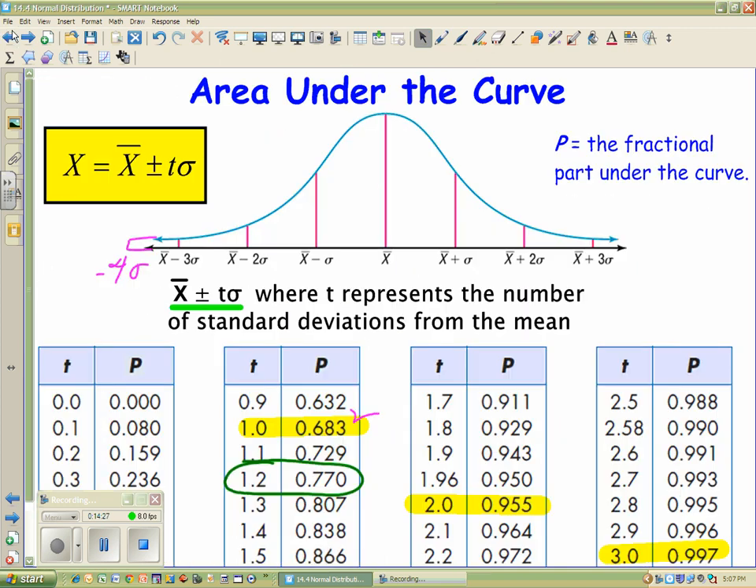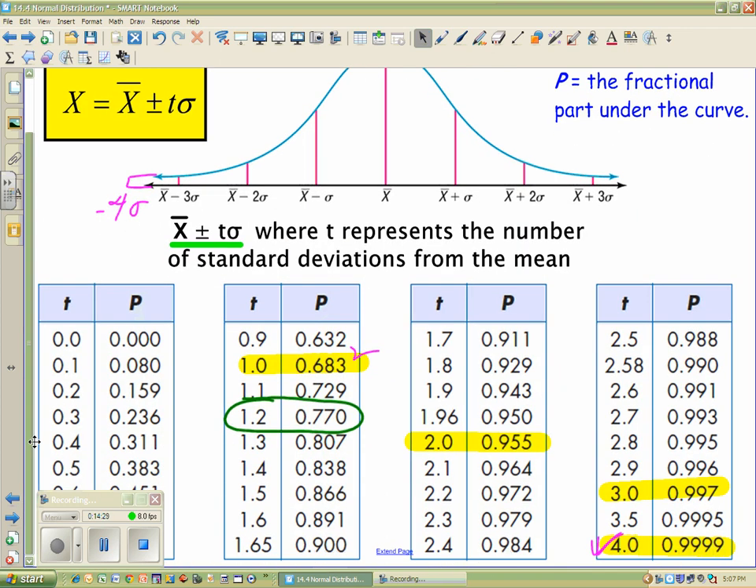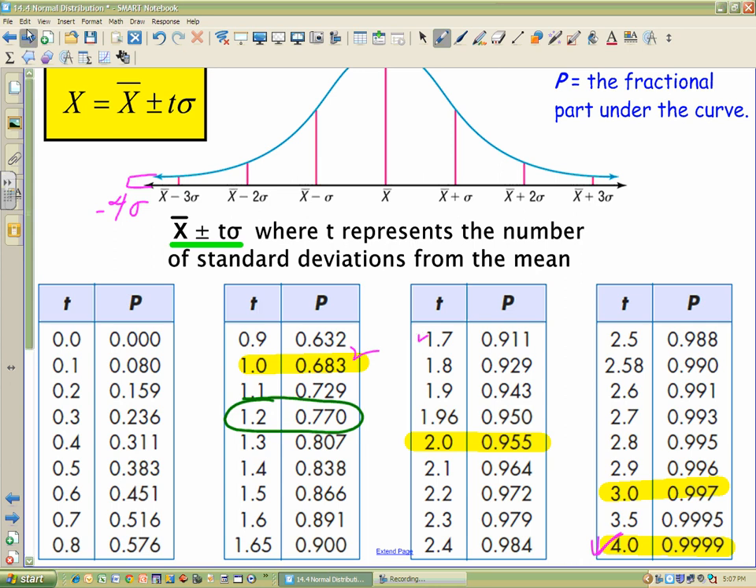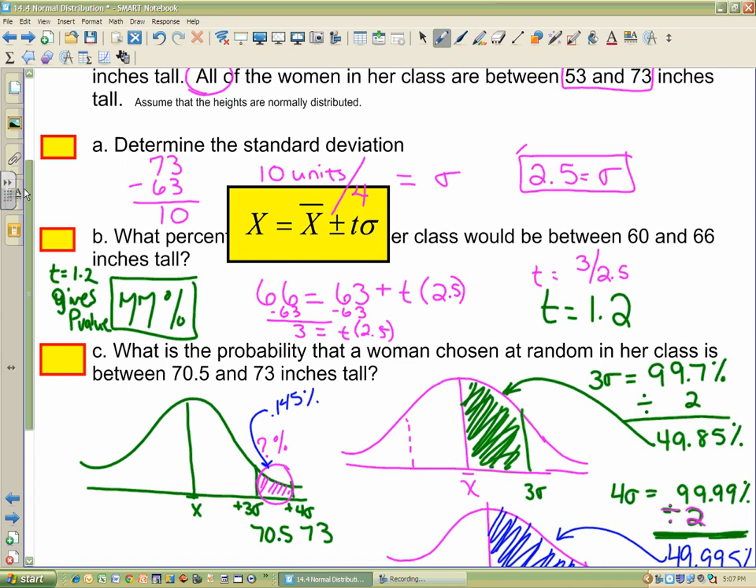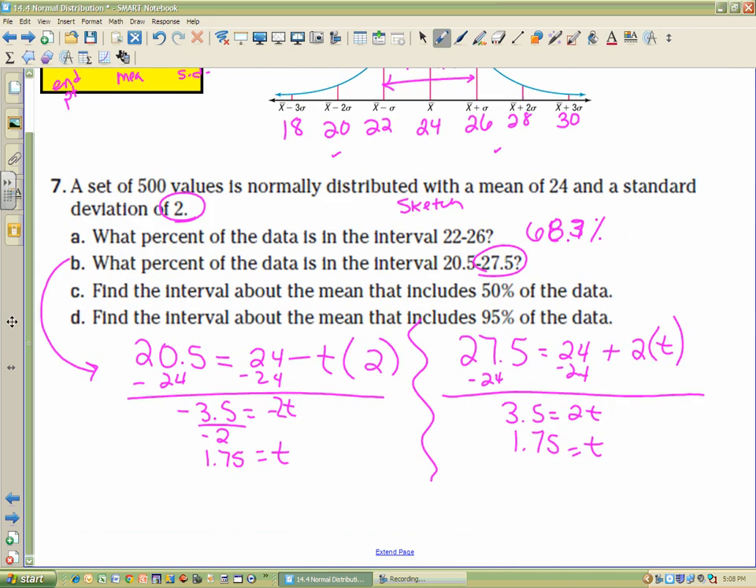Back to the PT chart, 1.75 is right here, and that would be 91.1%. We just need to grab one of those values.